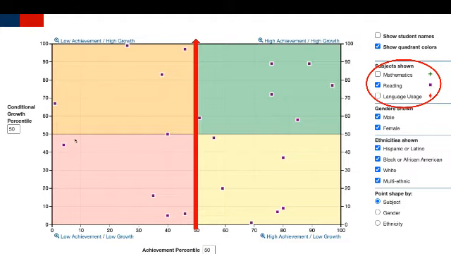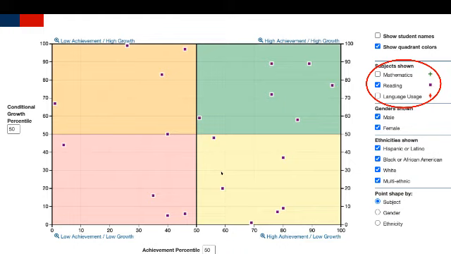But now that we know what the growth and achievement percentiles look like, you can really take a look at these quadrants to see how students are falling out. Obviously we want as many students up here in the green quadrant as possible, because this green quadrant represents better than average growth and better than average achievement. So these kids are high achievement, high growth.